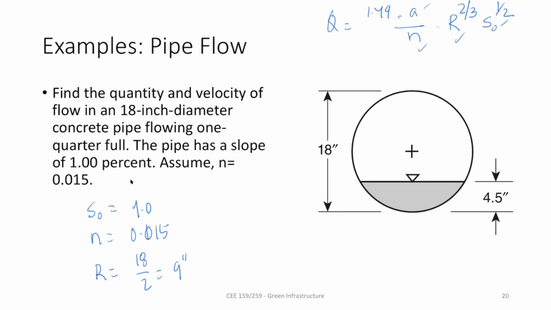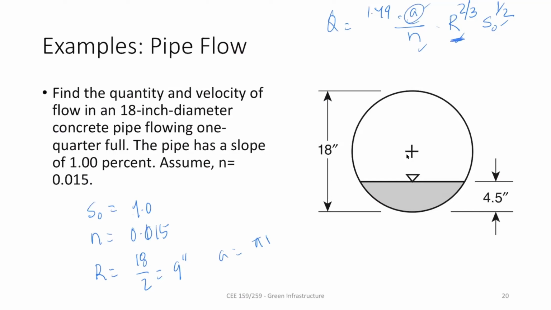Area is the entire area, equal to pi r squared. That's basically the entire area. So it says find the quantity and velocity of flow in the concrete pipe if it is 1/4 full. Okay. So now the question is, it's not completely filled. If it is completely filled, you can use this one. If it's not completely filled, then you have to calculate the effective radius. Effective radius is this one.